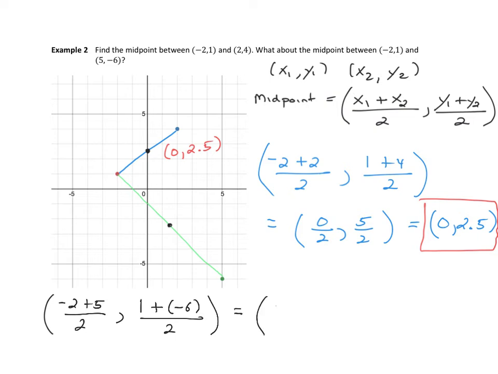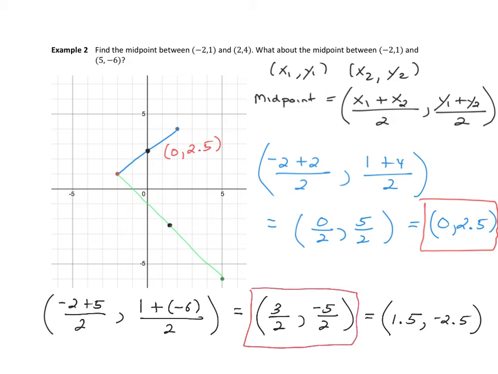Okay, so -2 plus 5 is 3 over 2. And 1 plus a -6, that's -5 over 2. Those are reduced. That is an acceptable answer, but we also could use decimals. So 3 halves is 1.5, and -5 halves is -2.5. So either of those would be a fine way to write the answer, like this or like this. And I mean, that's about where I drew this point, 1.5 down 2.5. And I'll just label it again down here. So that's 1.5, -2.5, and this is our midpoint.